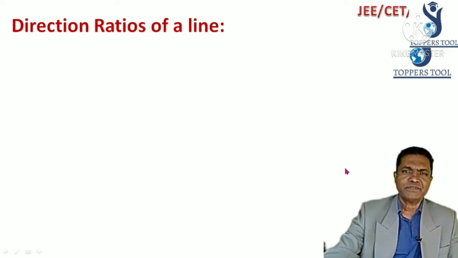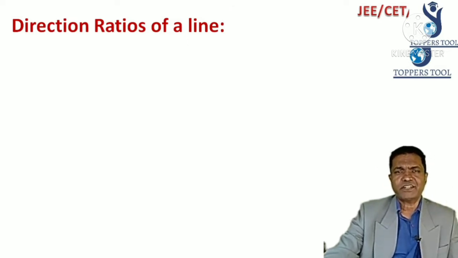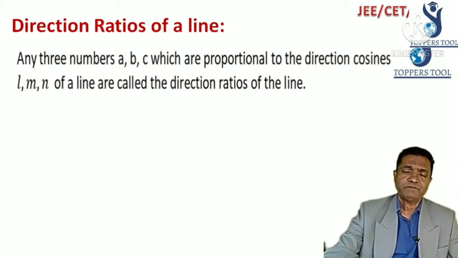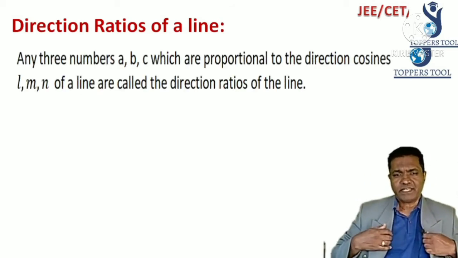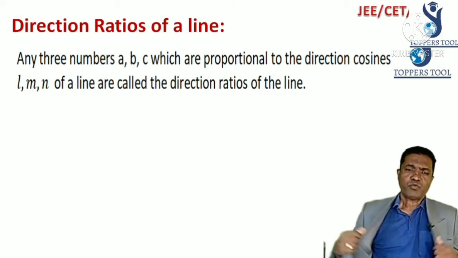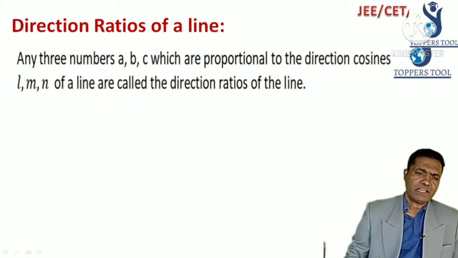So in the last class we discussed the direction cosines of a line. How are they denoted? They are denoted by l, m, n. So let's understand what direction ratios of a line are.